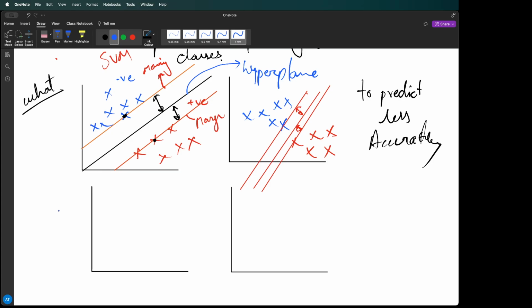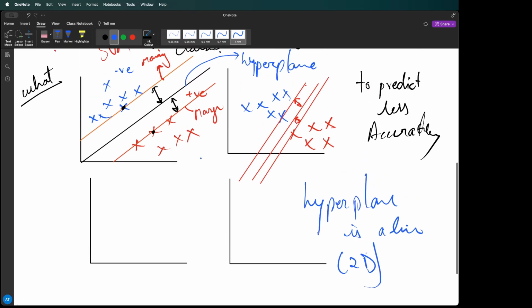See, hyperplane is a line. You can write it over here: hyperplane is a line when we are talking about 2D. Right, this is a two-dimensional vector. We are talking about two features, somewhere and somewhere this. Now once you start talking about three features, it becomes three-dimensional, right? So this line will now become a plane. So hyperplane is a line in 2D and is a plane in 3D, right?